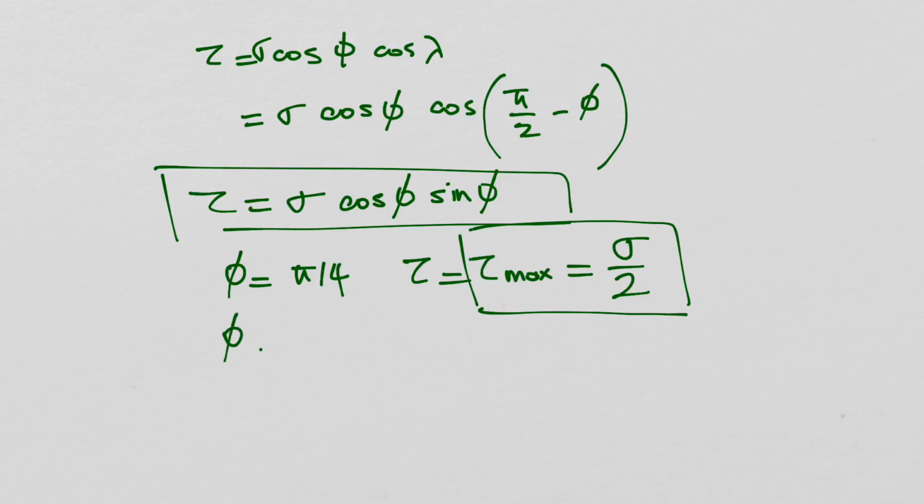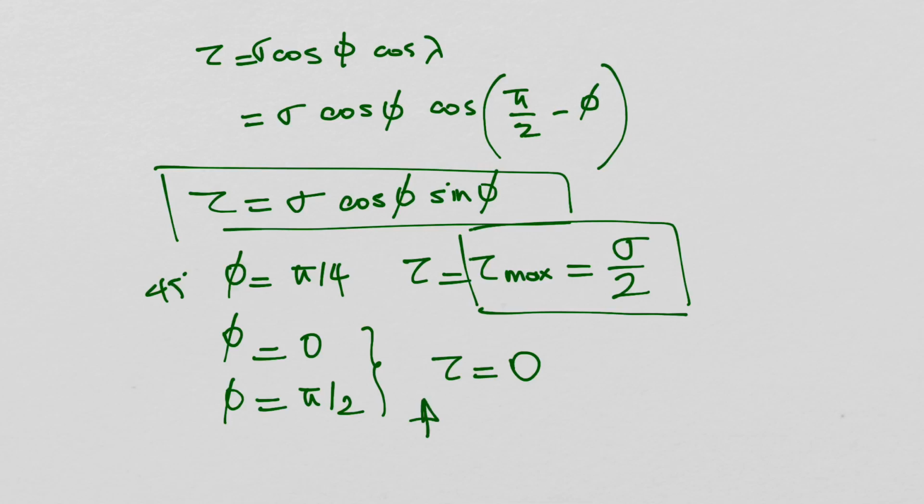And when phi is 0 or 90 degrees, basically, so this is for 45 degrees, these are 0 and 90 degrees, what happens? The shear is 0. So if you have a force, the planes that are perpendicular and parallel to that force will not have any shear. Okay, and the shear is maximum when that angle is 45 degrees to the applied force.